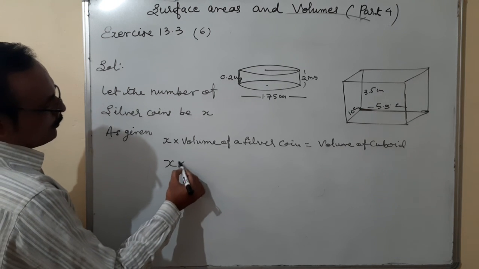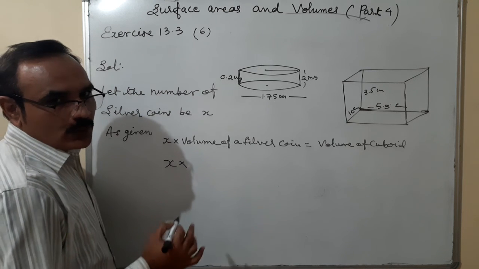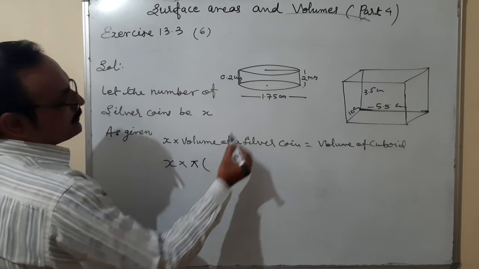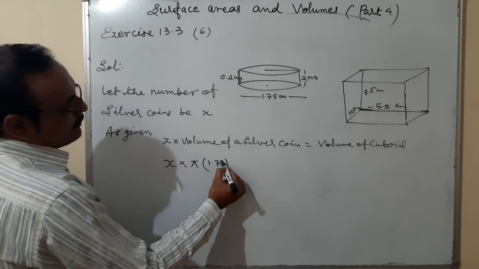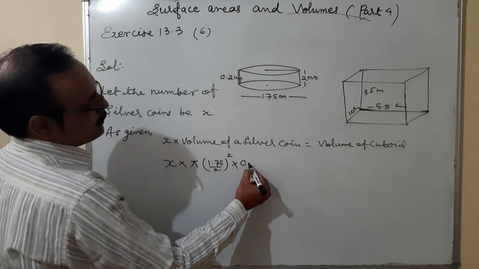X multiplied by volume of silver coin. The silver coin is in the shape of a cylinder, pi r square h. Pi, r square, the radius of it is 1.75 upon 2 whole square, into h, meaning height, that means it is 0.2.